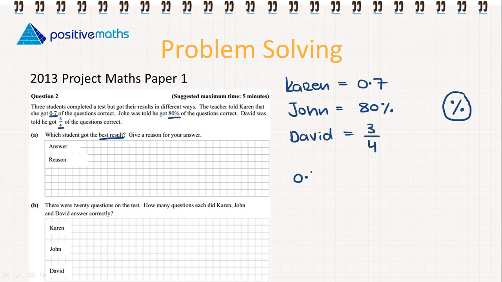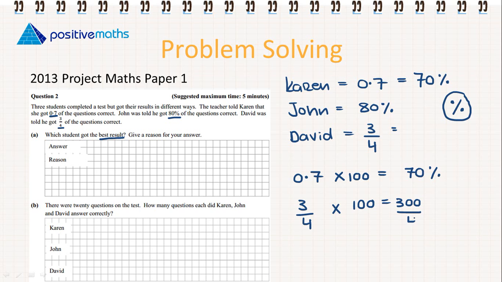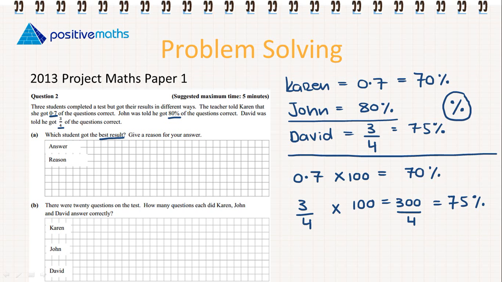Okay, so to change 0.7, that's a decimal number, we need to multiply it by 100 and we get 70%. So Karen got 70%. And when we have a fraction, again, we multiply it by 100. We get 300 over 4. So this is 75%. Now we have all the details in percentages. So we can see that John has the best result. So our answer is John.